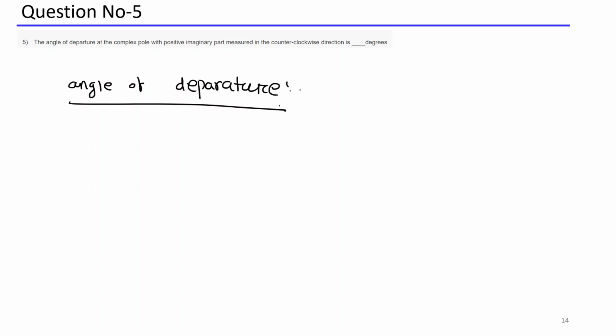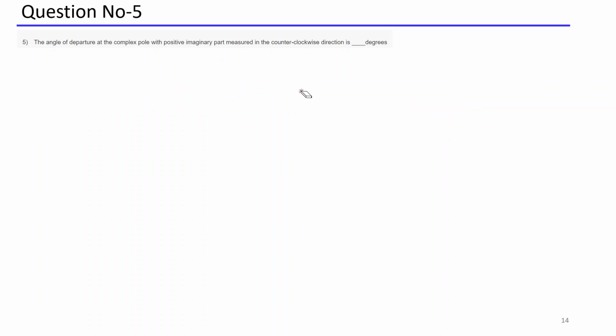Sir, phi d is equal to 180 minus phi. Angle of departure is 180 minus phi, where phi is the sum of the angle contributed by poles minus the sum of the angle contributed by zeros, right? Yes, sir. So don't use that formula from now onwards. So what do you do?